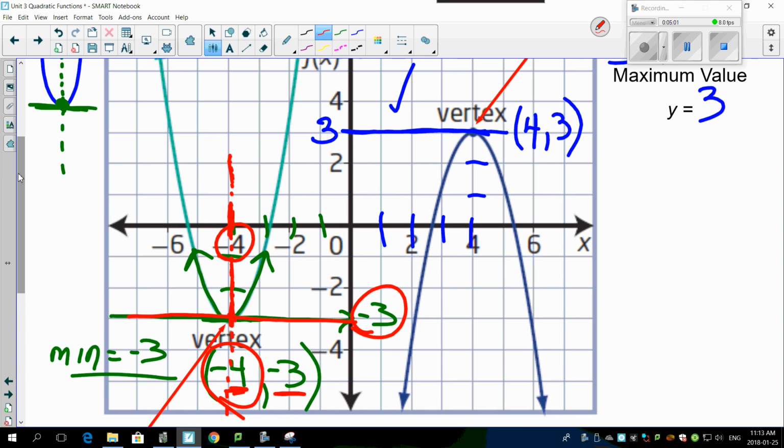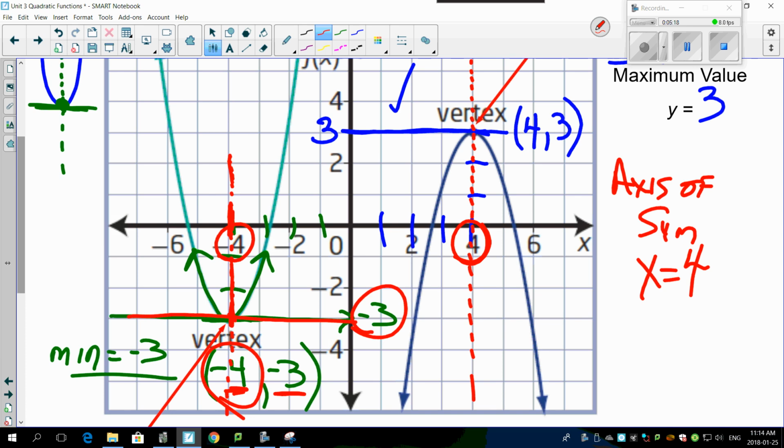Again, same idea. There's our axis of symmetry. And what is it going through? It's going through 4. So we would say the axis of symmetry, okay, is x equals 4, right? So the idea of the vertex tells us a lot of information. It tells us the maximum value, or in this case, the minimum value, okay? And it also tells us the axis of symmetry. Where is this parabola symmetrical? And that's going to really open up the door to some really interesting stuff coming up.